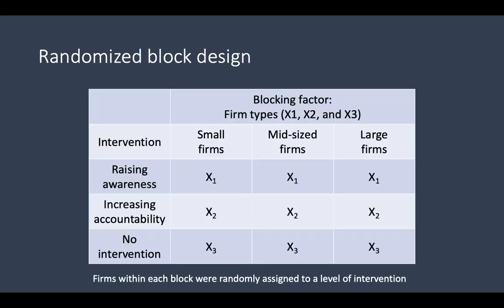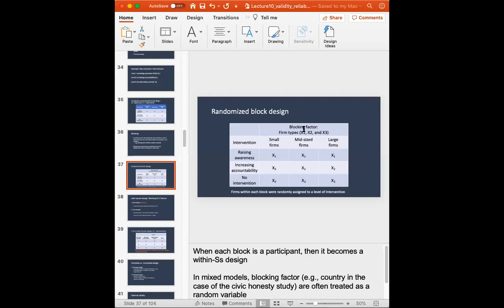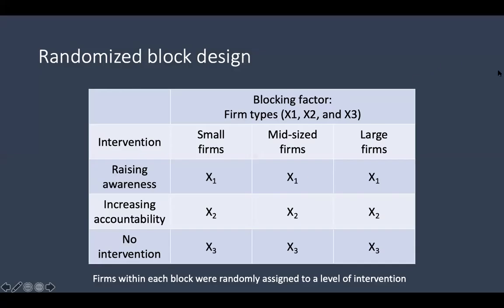Let's say that we want a blocking factor called firms. We want to test the intervention, but we want to test it in different firms. So we test this intervention X1, 2, and 3 in different firm types. The design is firm type times X1, 2, and 3, and you create these 9 different blocks by intervention and firm type. Within each block, firms are randomly assigned to a level of intervention. So you have large firms, and then you randomly assign those large firms into X1, 2, and 3.